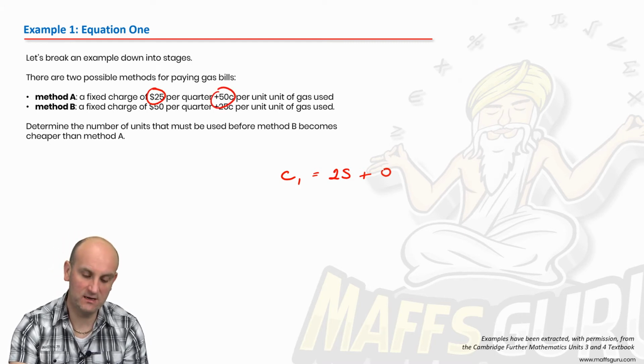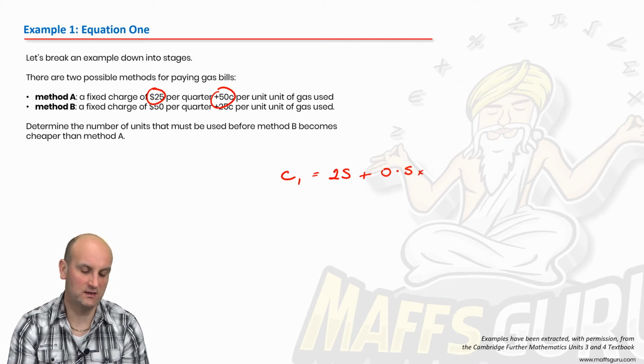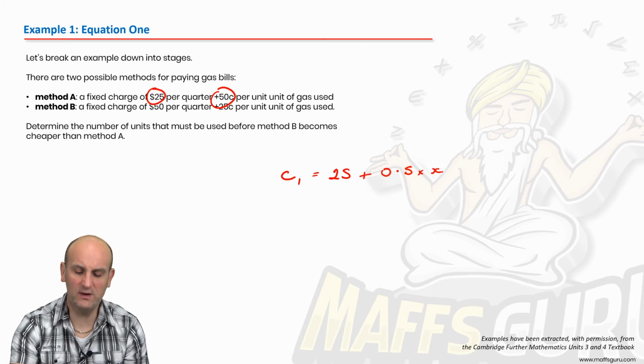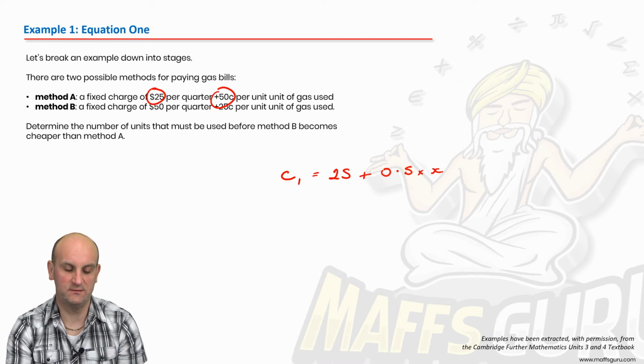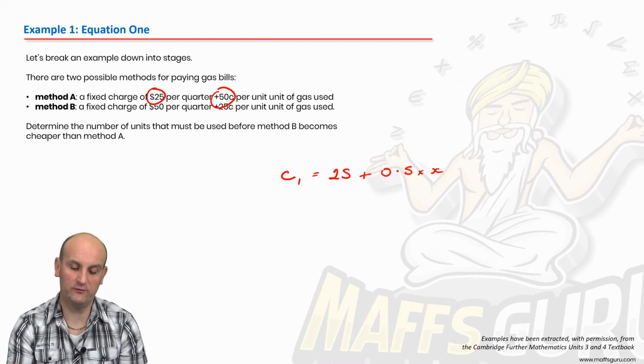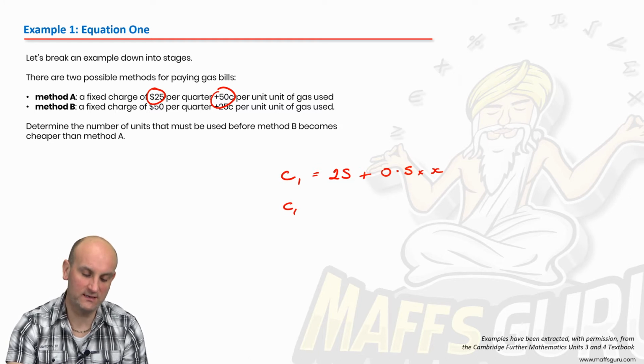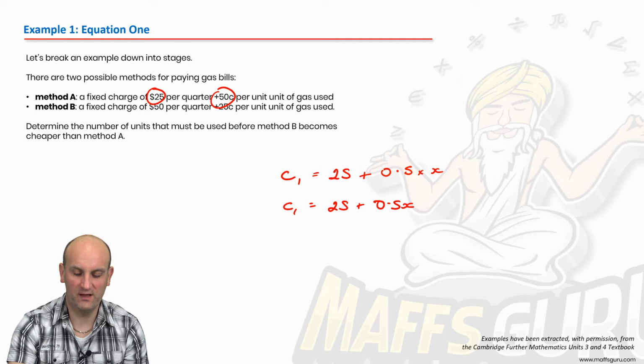So we have to put 0.5 times, let's call it X, where we're going to define X to be the units of gas, all right? So that's per unit of gas. Right, awesome. C1 equals 25 plus 0.5. So let's write that slightly nicer. C1 is equal to 25 plus 0.5x.